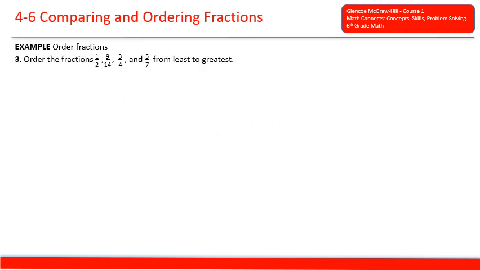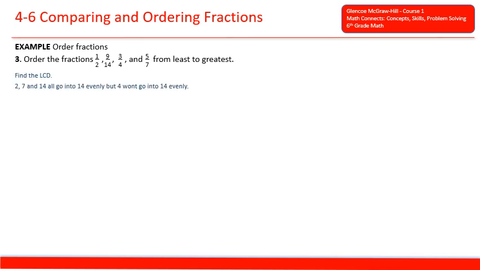Order fractions. So we're going to order the fractions 1/2, 9/14, 3/4, and 5/7 from least to greatest. So this gets a little more complicated because instead of 2 fractions that we have to find the least common denominator for, there are now 4. So let's break it down.